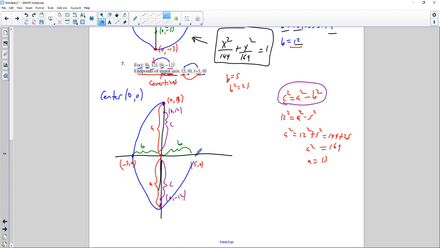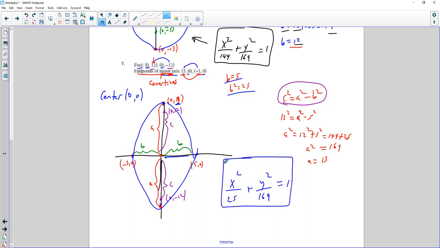Of course, you're not asked to draw this. You're not asked to do any of this for this question. All you're asked to do is to make the equation. So center is at 0. X squared will have the smaller of the axes. So if I say b is 5, that means b squared is 25. It's going to be x squared over 25 plus y squared over 13 squared, which is 169. And this will equal 1. And this will be your equation for this answer.